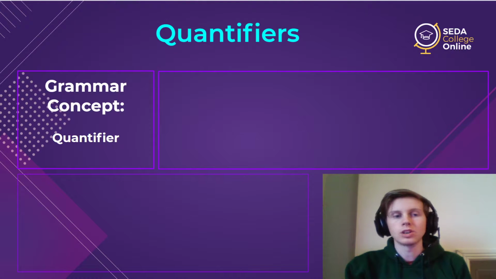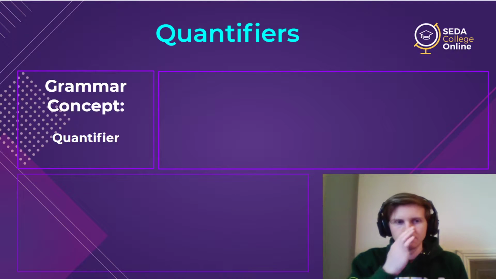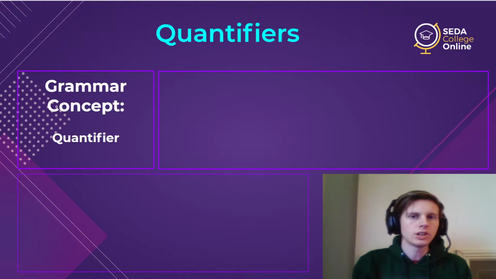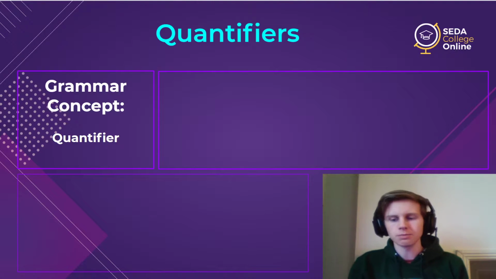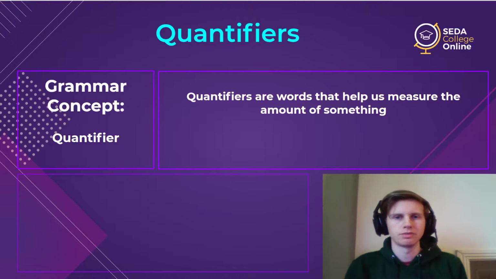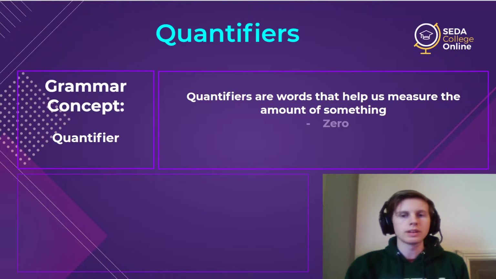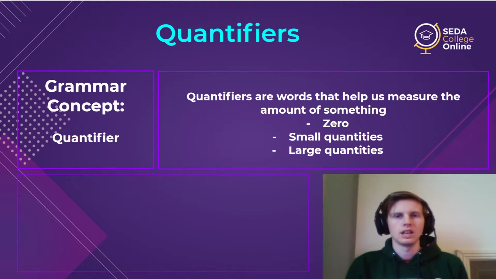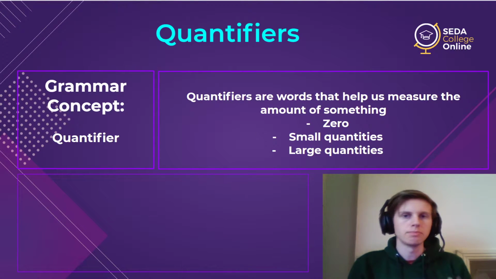So one is the quantifier. What are quantifiers? This may be a word that you have seen before, maybe heard before. Maybe a teacher in one of your classes has said quantifier. So quantifiers are just words that help us measure the amount of something. That's all they are. They are adjectives, and they help tell you how much of a noun you have. You can measure no amount and zero, so nothing. You can measure small quantities, and you can measure large quantities. So these are the kind of things we're talking about. What adjectives are used in English to help measure?